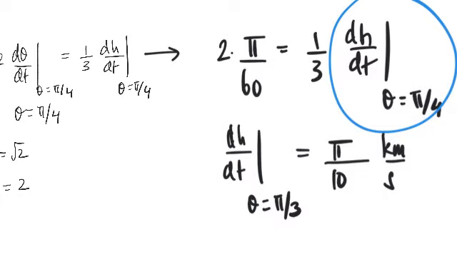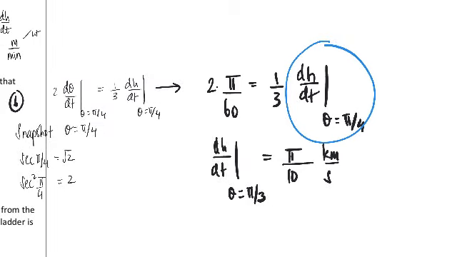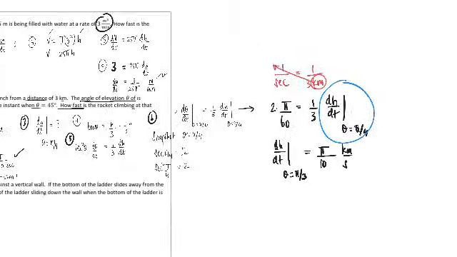Let's check the dimensional analysis here. This side just had seconds in the denominator, right? So this is like 1 over seconds. And then this 3 on the other side is 3 kilometers, right? So basically this is going to come up here, and we get our final answer: pi over 10 kilometers per second would be the rate at which the rocket is rising at that particular instant.